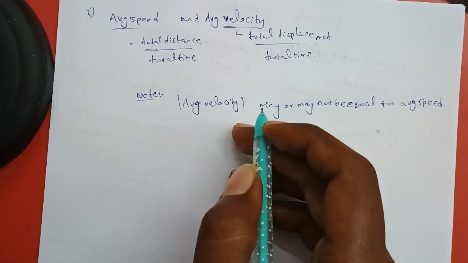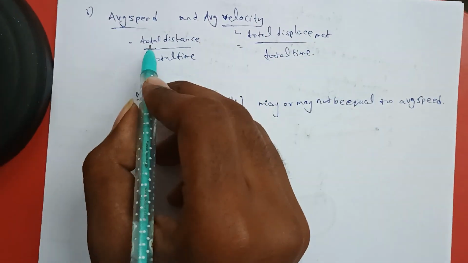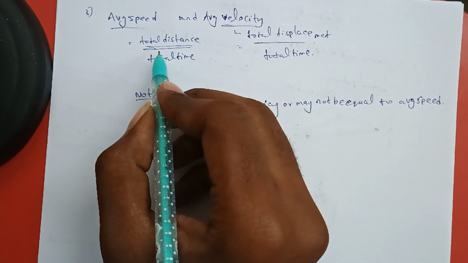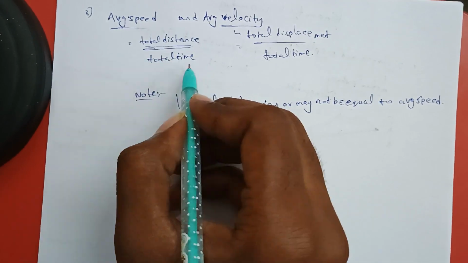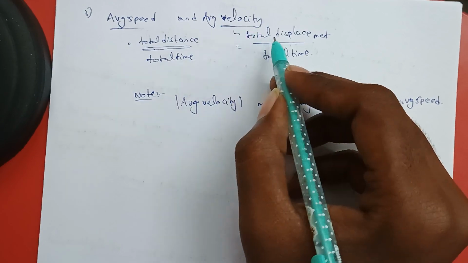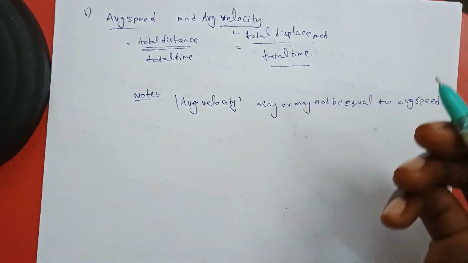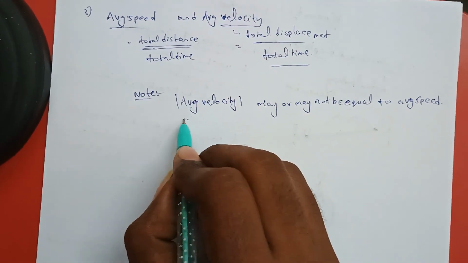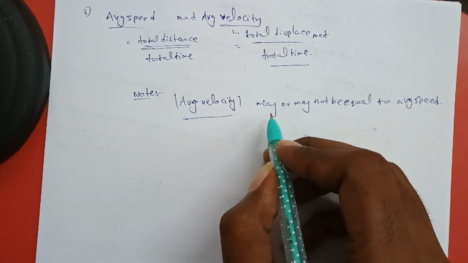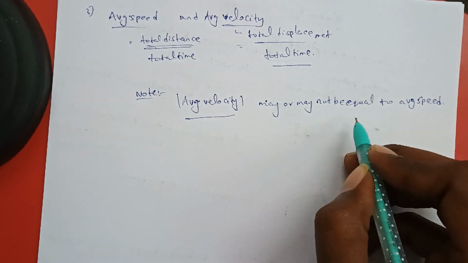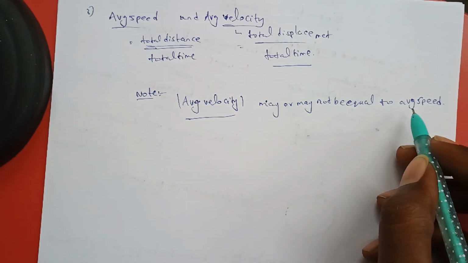Our next topic is average speed and average velocity. Average speed is the total distance traveled by a particle divided by the total time. Average velocity is the total displacement of a particle divided by the total time. Note that the magnitude of average velocity may or may not be equal to average speed.